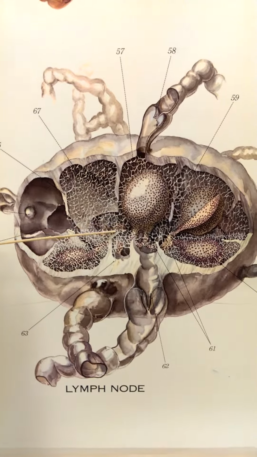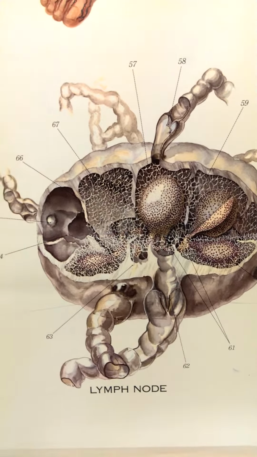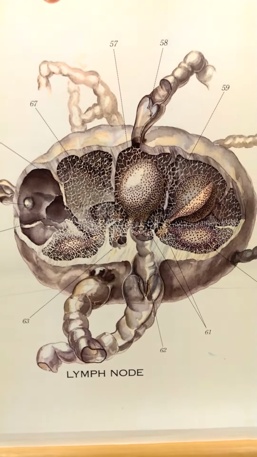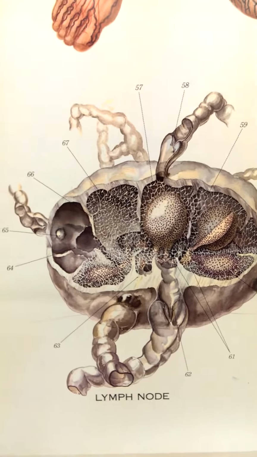Recall that the center of a lymph node is called the medulla, and that's where we tend to see primarily T cells and macrophages hanging out, while our B cells tend to hang out in great quantities within these germinal centers.